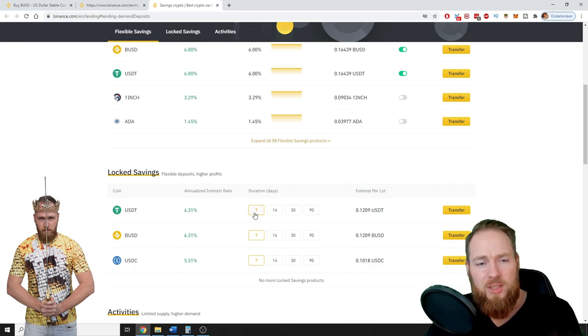As you can see, locked savings for 7 day per annum, you get 6.31%. 14 days, it's a little bit more. 30 days, it's the number of the beast. And 90 days, it's 7%. So that's more than on the bank, right? So you can just have your dollars right here and earn interest as well as your crypto.